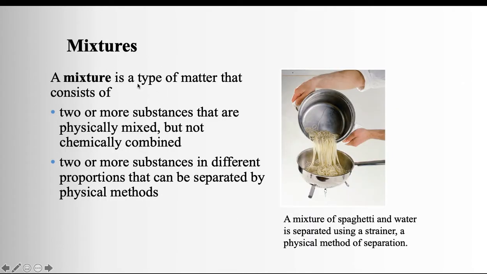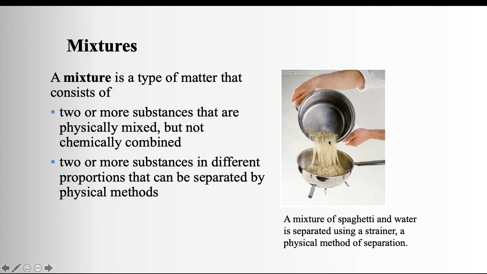Mixtures, we said, are a type of matter that is made up of 2 or more substances that are physically mixed but not chemically combined. There is no chemical reaction that combines them. These 2 or more substances have different proportions, and we can separate them by using physical methods. Here's an example of that.